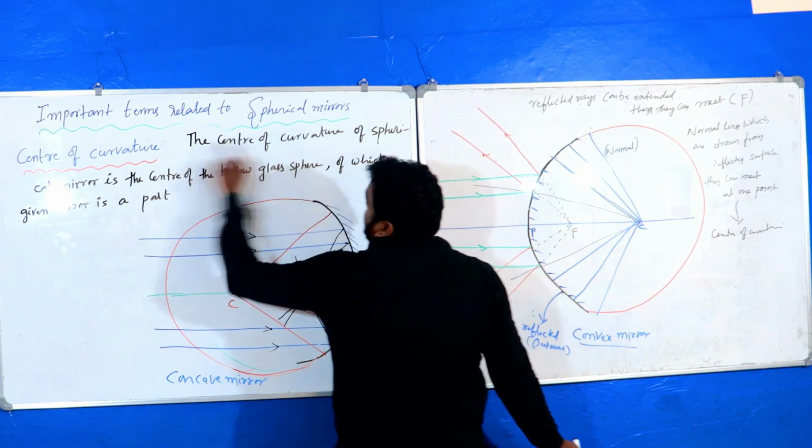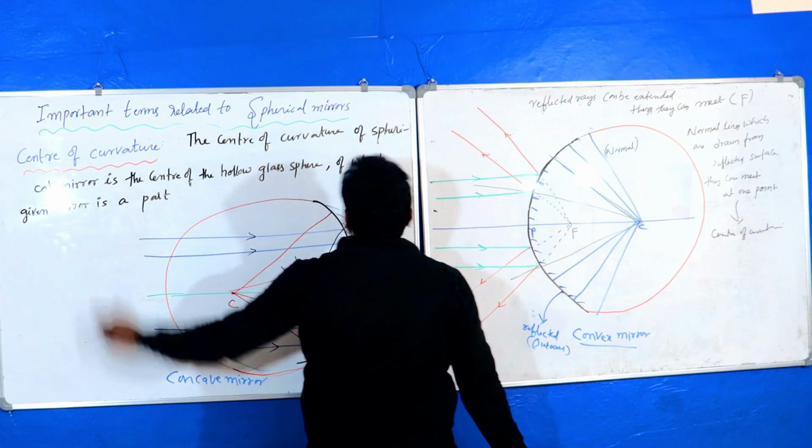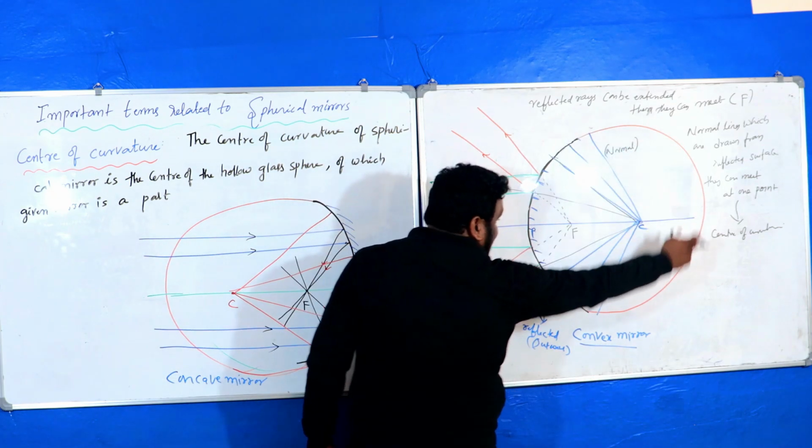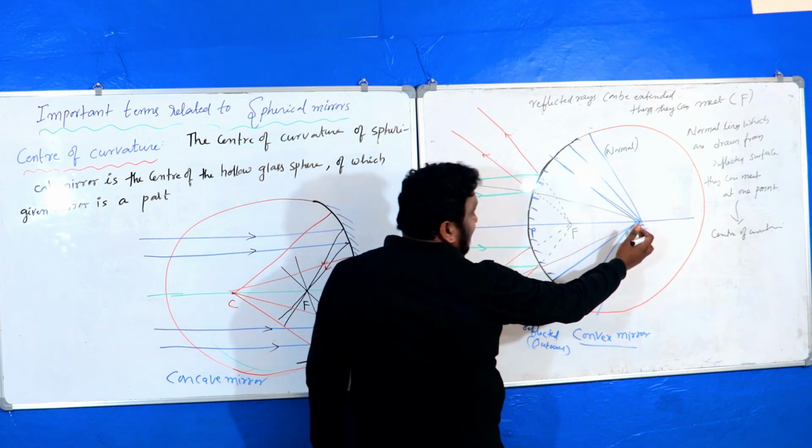The center of curvature of a sphere of the mirror is the center of the hollow glass sphere of which the given mirror is a part.